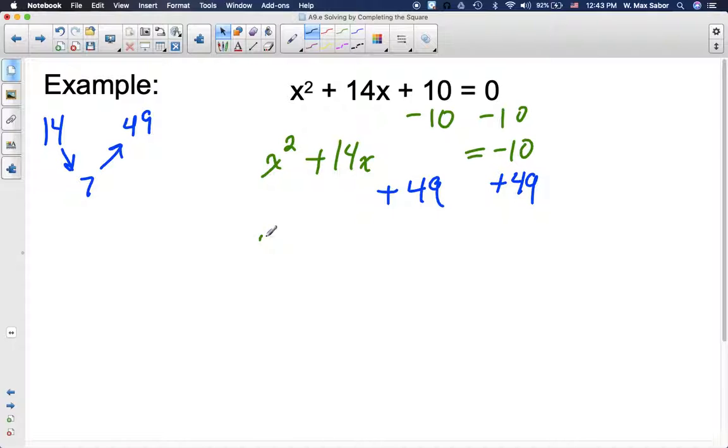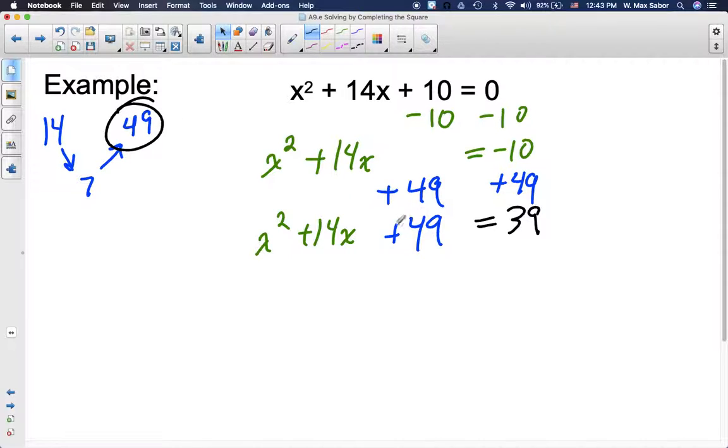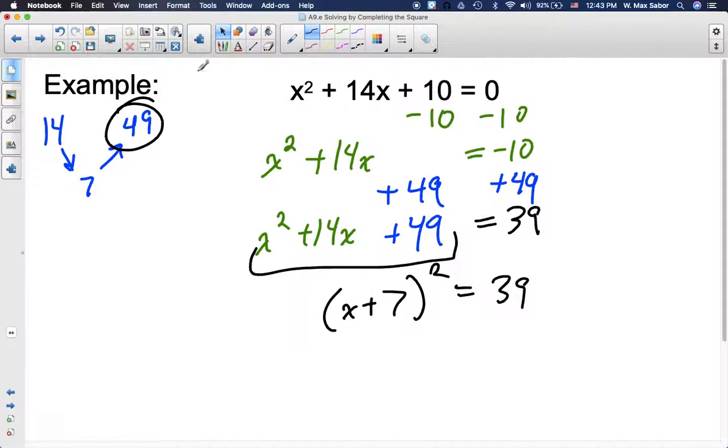So this is x squared plus 14x plus 49 equals 39. Now, this 49 makes this a perfect square. That's why it's completing the square. So this becomes x plus 7 squared equals 39.